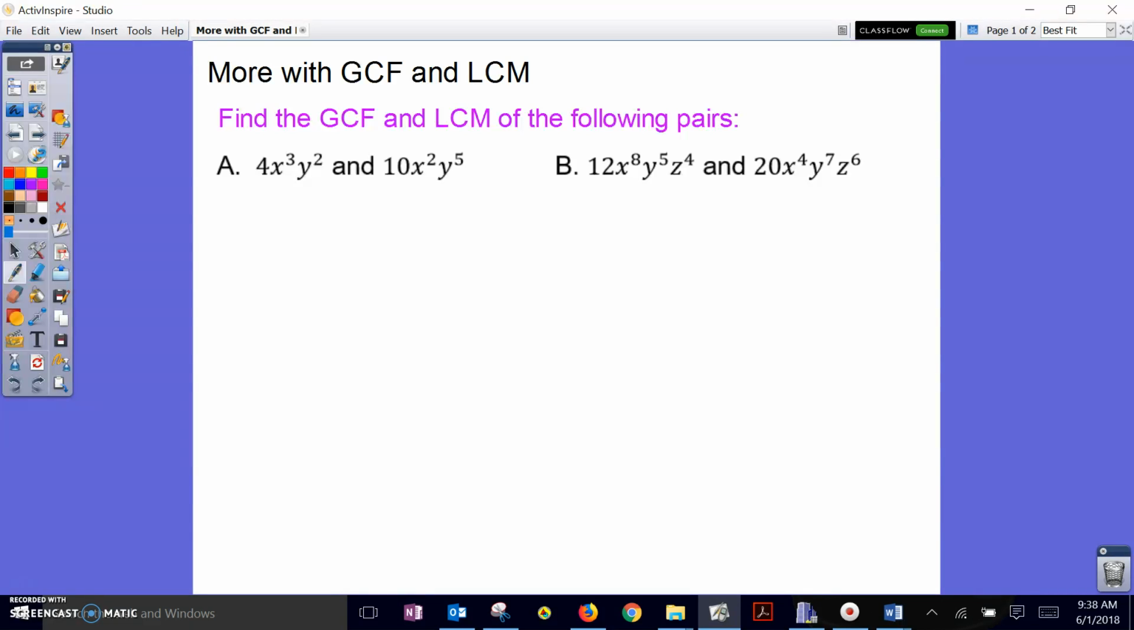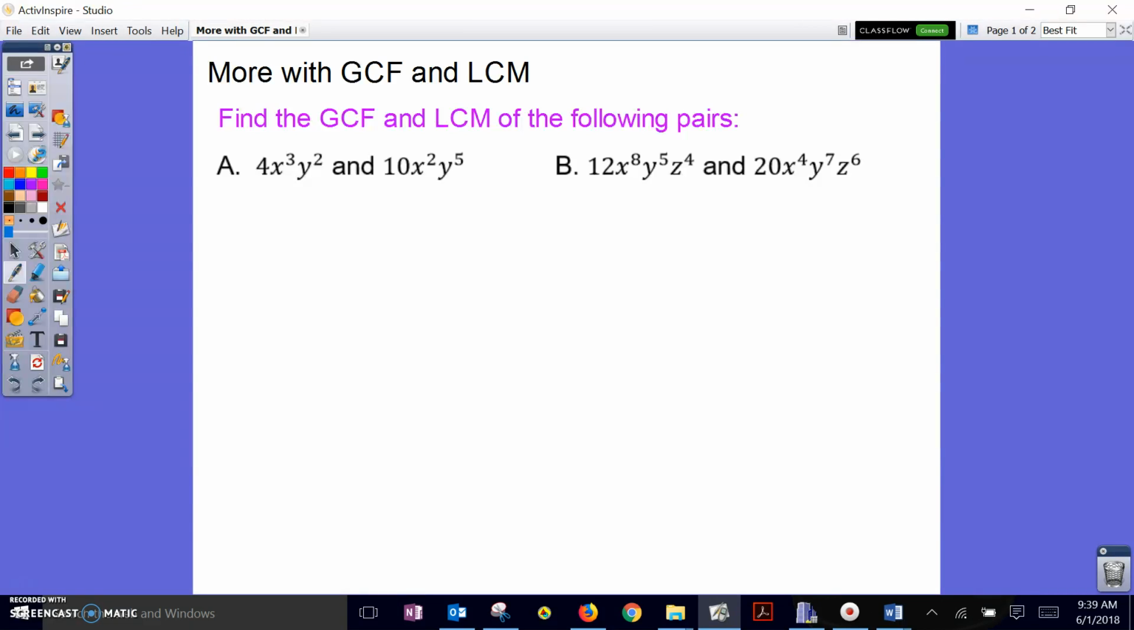Which one do I want the larger power of the variable to appear in? And which one do I want the smaller power of the variable to appear in? And so here's my little tip or hint. Let the numbers be your guide. You're going to find the GCF and LCM for the numbers.